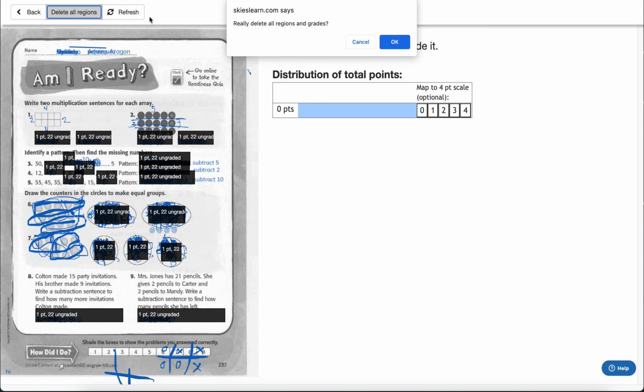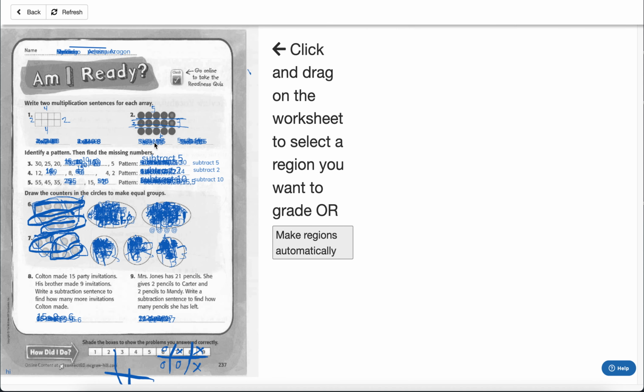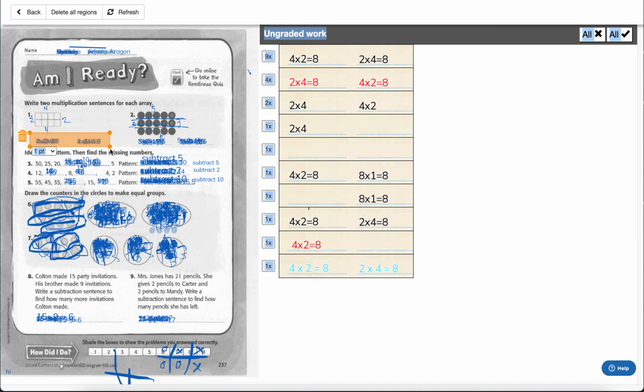So I'm going to go ahead and remove all these regions and show you guys how to do it by hand. So the first question is write 2 multiplication sentences for each array. So here's where students are putting in their answers. And what you'll notice is that Skies already is grouping things together. So we want to look for 4 times 2 and 2 times 4. These are all correct. 4 times 2 and 8 times 1 I'm not going to accept as correct because 8 times 1 isn't really what's represented in this array.